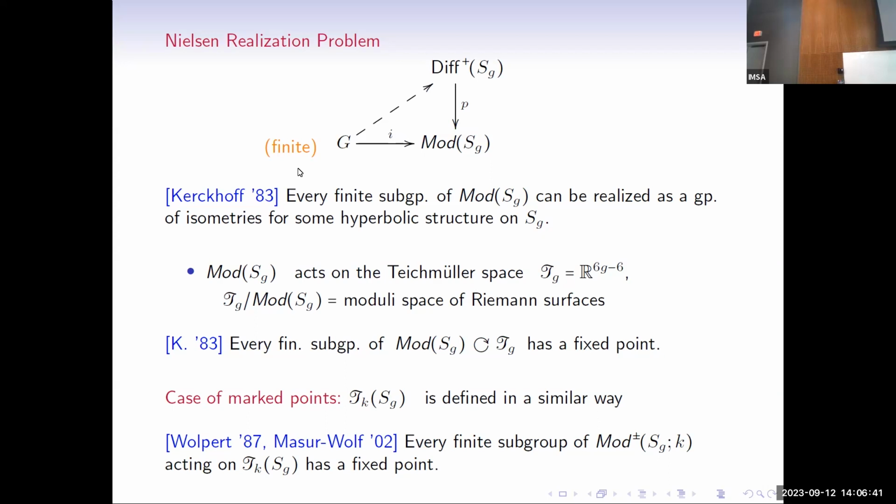In this direction, Earle, Macbeth and Wolf showed that the same thing happens when you consider the so-called extended mapping class group, the one that considers orientation preserving and reversing diffeomorphisms, with marked points. What they show is that every finite subgroup of this group acting on the corresponding Teichmüller space also has a fixed point. So there is Nielsen realization for the extended mapping class group with marked points.